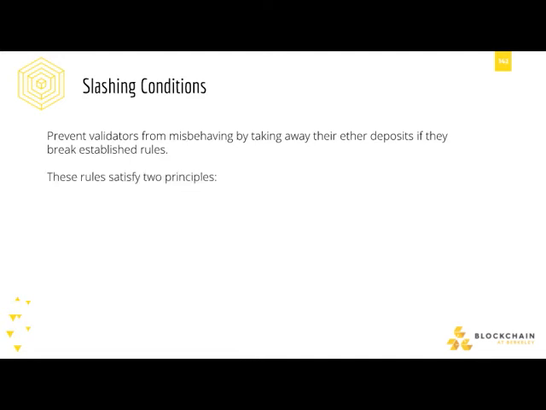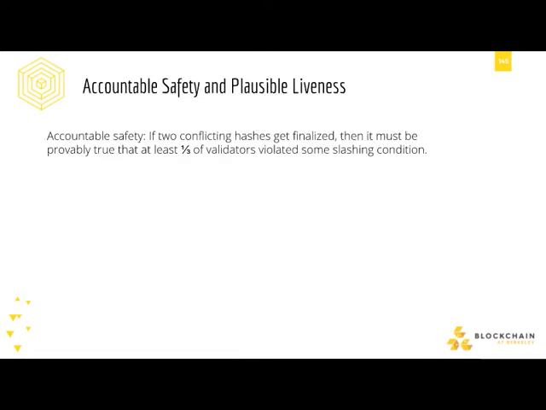There are two guiding principles for slashing conditions: one is accountable safety, and the other is plausible liveness. Accountable safety is when you can always track a third of validators and find which ones have violated slashing conditions. This is very important because if you are threatening this penalty on deposits, you need to actually follow through. You need to be able to locate the malicious actor and punish them.